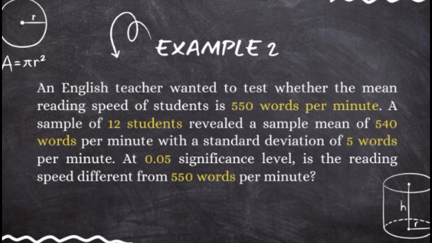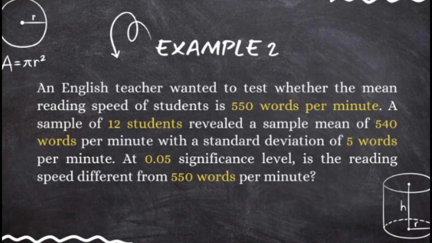Example number 2. An English teacher wanted to test whether the mean reading speed of students is 550 words per minute. A sample of 12 students revealed a sample mean of 540 words per minute with a standard deviation of 5 words per minute. At 0.05 significance level, is the reading speed different from 550 words per minute?